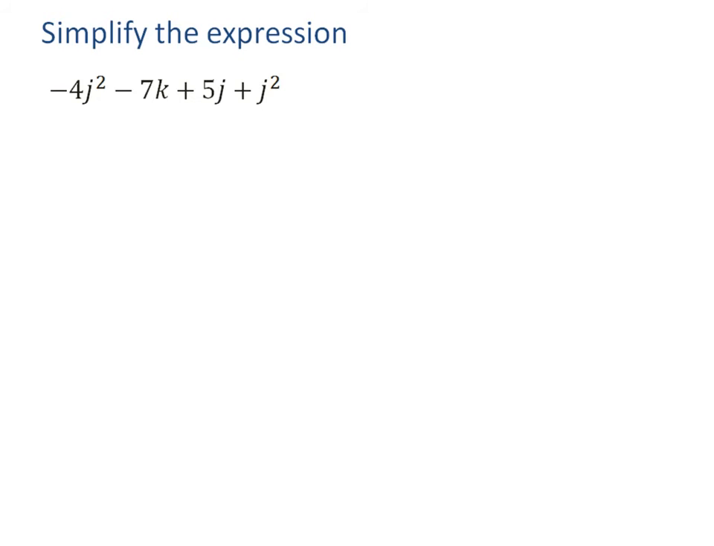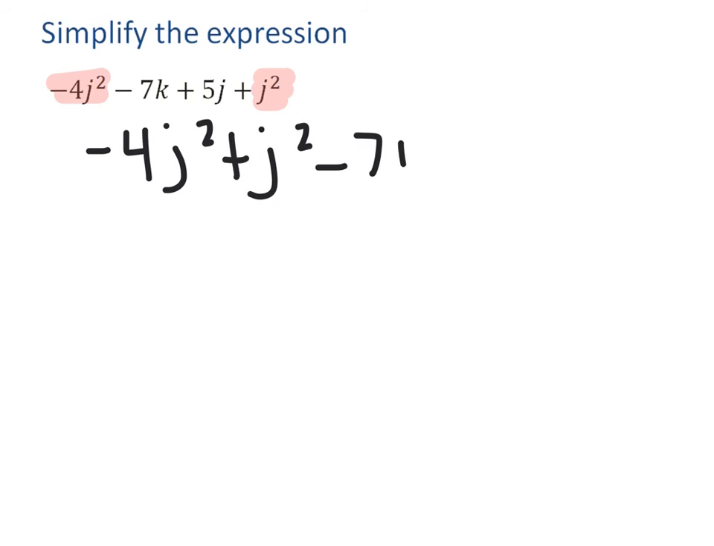In this next example, we only have one pair of like terms. We have negative 4j squared and j squared. However, there's only one term with a k and one term with a j. Now, if we were to rewrite this, we could say negative 4j squared plus j squared minus 7k plus 5j.